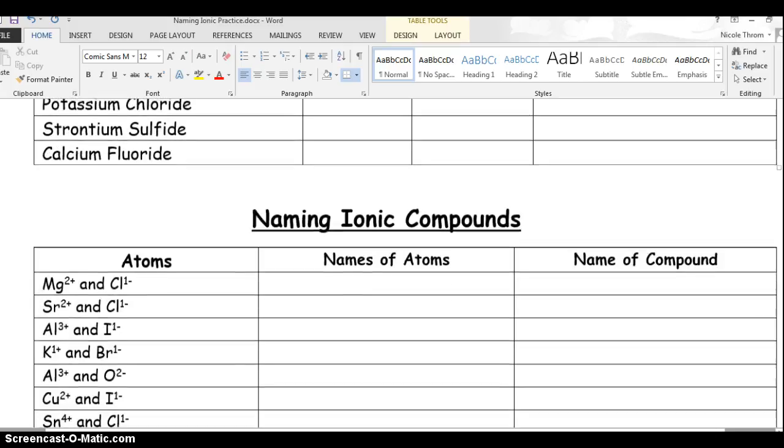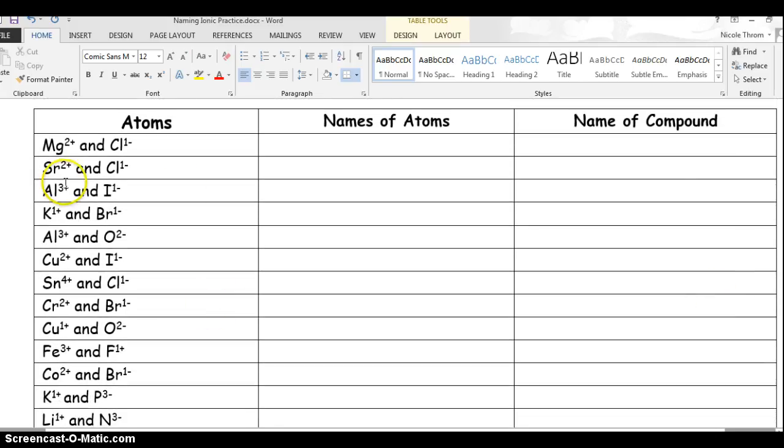For the second part of your homework assignment, you were to look at the individual atoms and name the compound. So magnesium and chlorine becomes magnesium chloride. Strontium and chlorine become strontium chloride. Aluminum and iodine become aluminum iodide. And one more, potassium and bromine become potassium bromide.